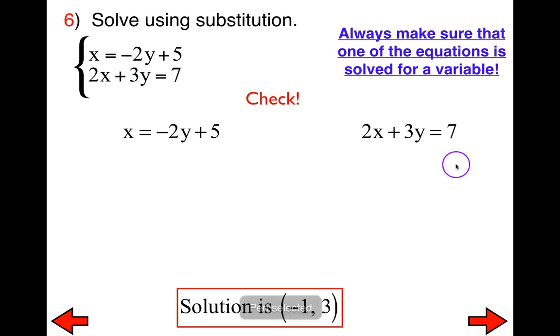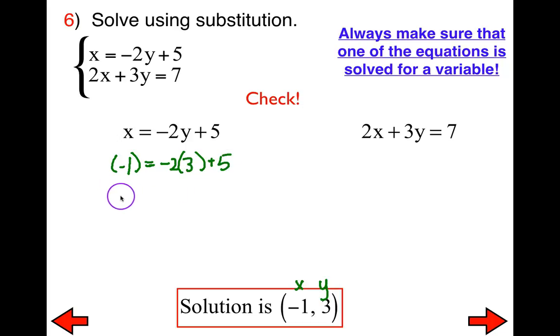Again, reminding ourselves the x value is negative 1 and the y value is 3. Here, x is negative 1. Negative 1 equals negative 2 times y, which is 3, plus 5. Leaving us with negative 1 equals negative 2 times 3, which is negative 6, plus 5. Negative 6 plus 5 is negative 1, so it works for the first equation. But let's see if it works for the second one.